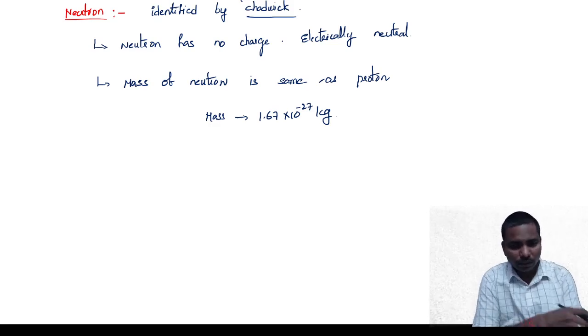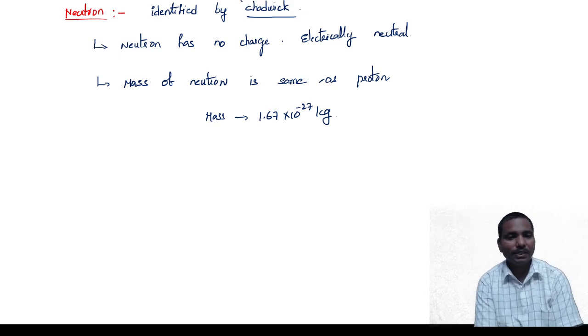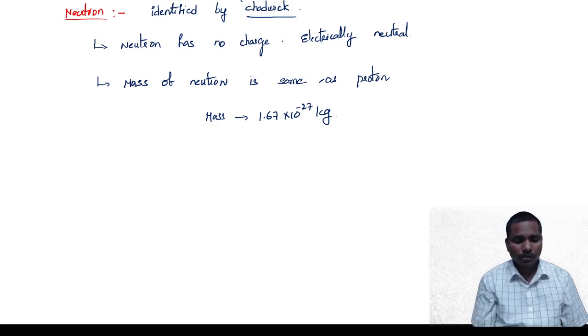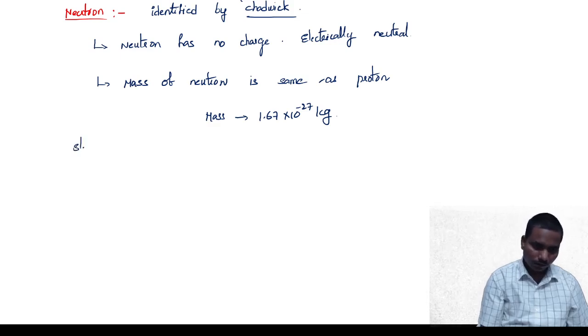Okay. After this, coming to structure of atom, that is given by the scientists J.J. Thomson, Rutherford and Bohr's atomic model. Okay. So now coming to J.J. Thomson, structure of atom.